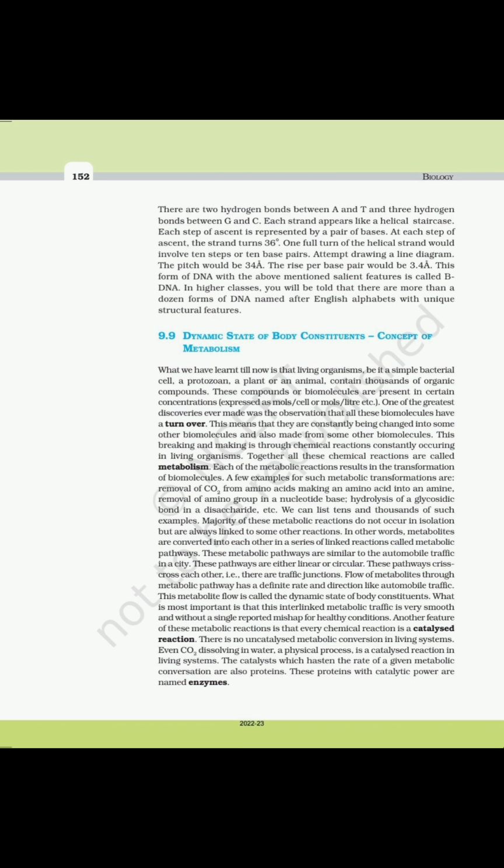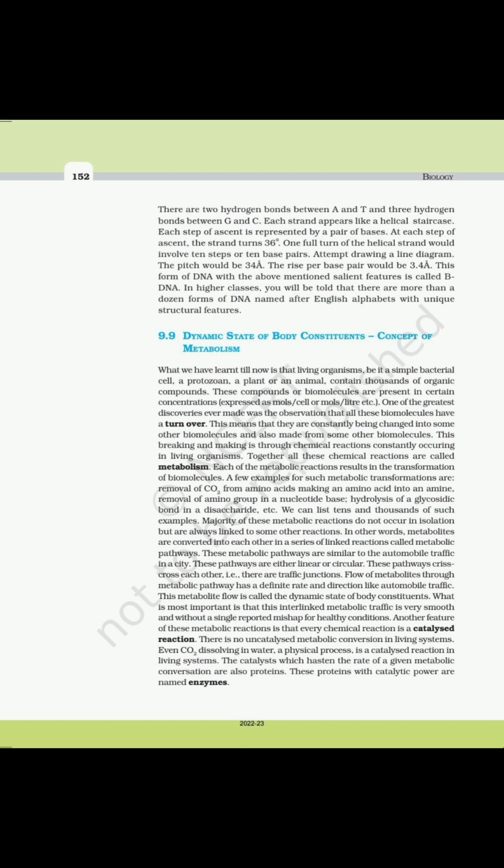The pitch would be 34 Å. The rise per base pair would be 3.4 Å. This form of DNA with the above-mentioned salient features is called B-DNA. In higher classes, you will be told that there are more than a dozen forms of DNA named after English alphabets with unique structural features.